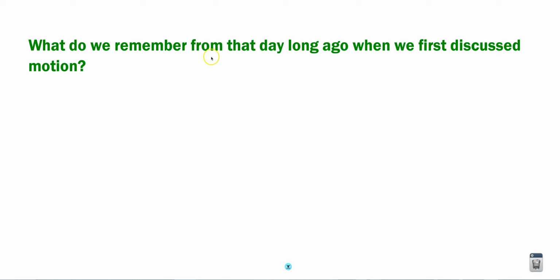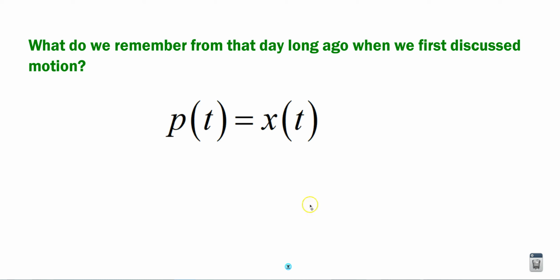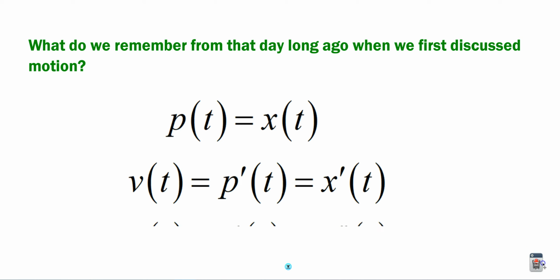What do we remember from a long time ago when we first discussed motion? That was back when we did derivatives. There are three key things you want to make sure we remember. The first one is that position, or P of t, which is the same thing as x of t. A lot of times we use x of t if we're looking at a horizontal position, and we've also used various other letters. But anytime you see something like this, we typically mean that it's our position function. If we differentiate that, we end up with our velocity function.